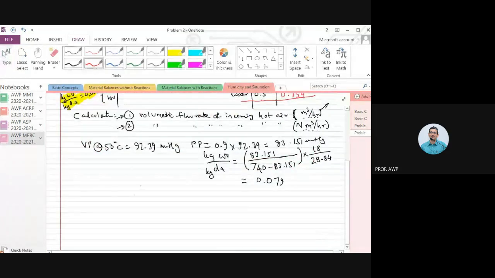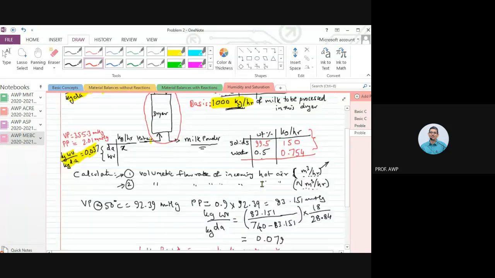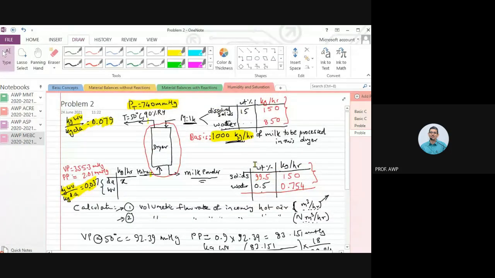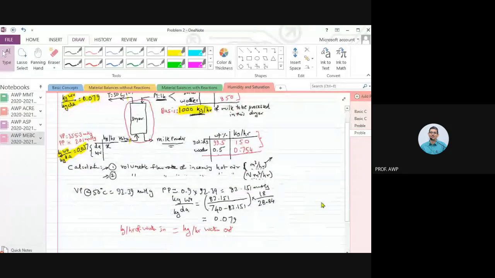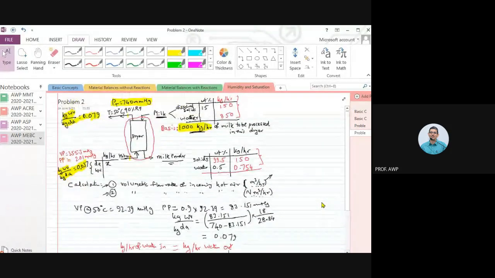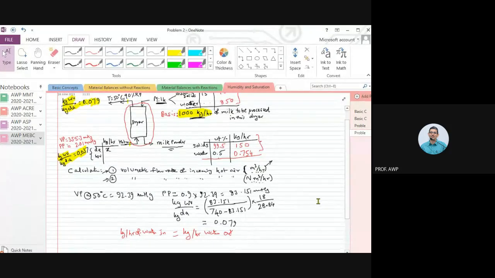So what material balance would we write? Kg per hour of water coming into this dryer must be equal to kgs of water, in the liquid form or the vapor form, going out of the dryer. There is no chemical reaction happening, so water is not generated. So whatever water comes in must be equal to the water that goes out, either in the liquid form or in the vapor form.